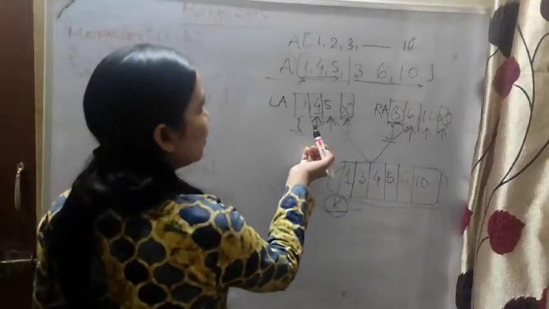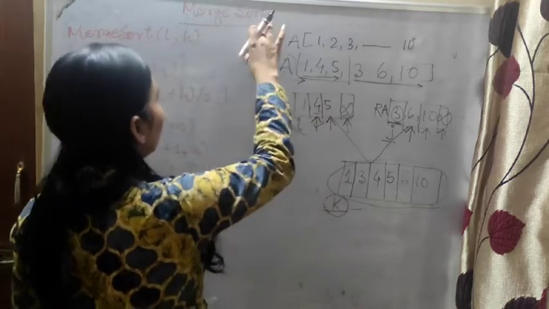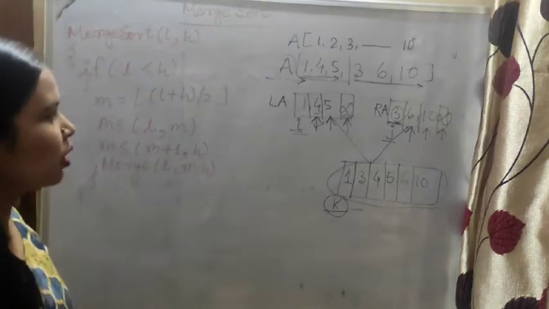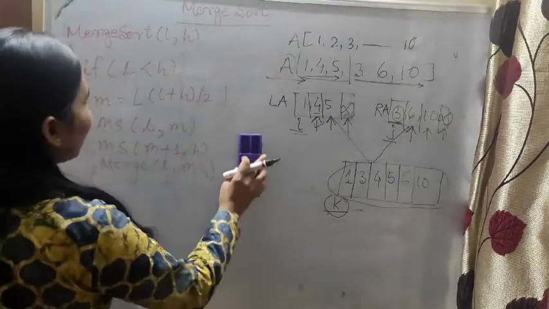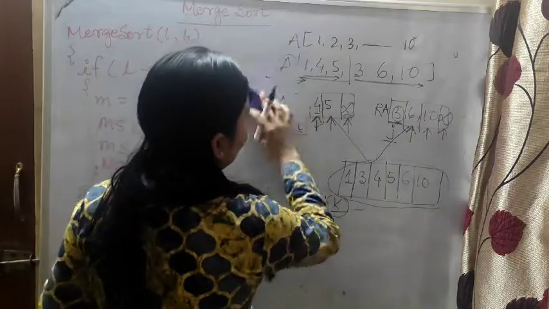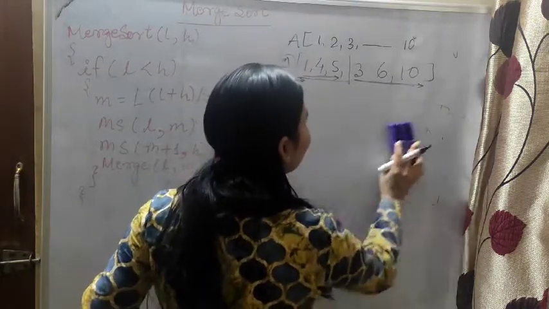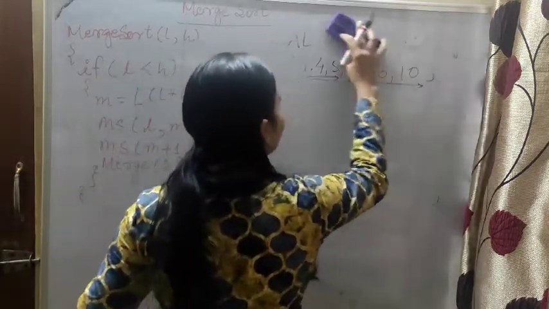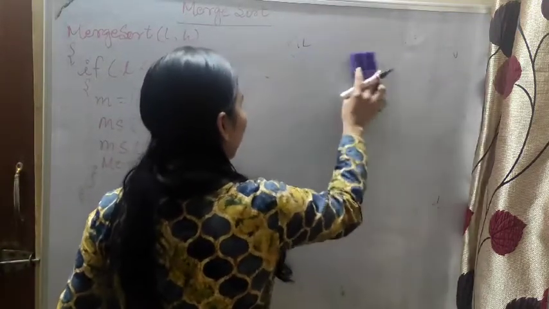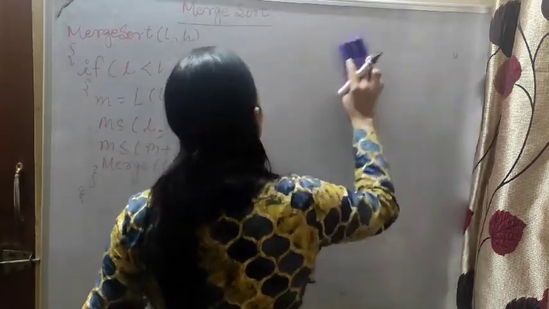Okay, so now we will see, this is called merging, and now I am coming to the merge sort algorithm. In the merge sort algorithm, whenever we are merging, at that time we compare the two subarrays. Whenever we compare the two subarrays, afterwards we merge them.